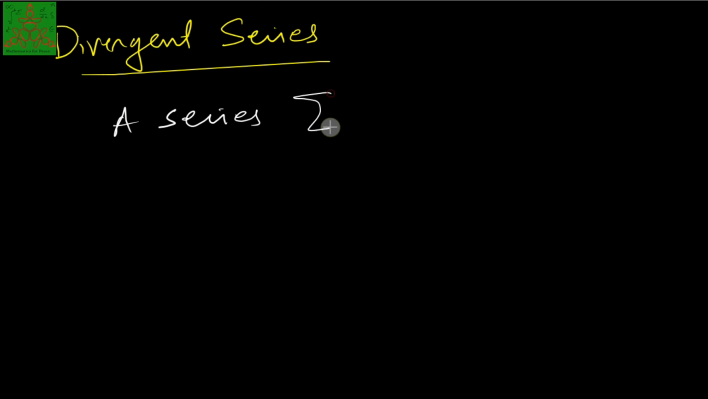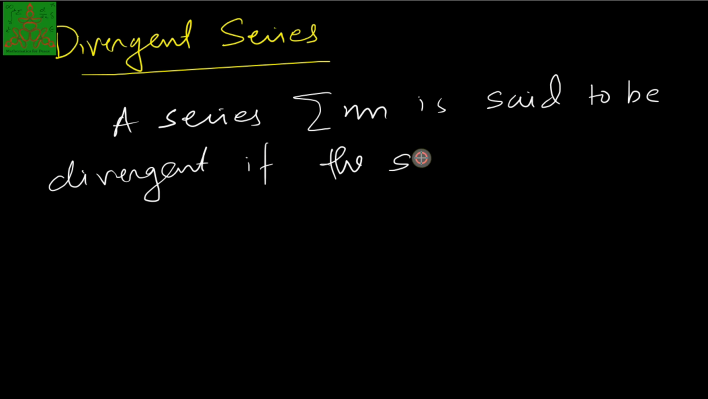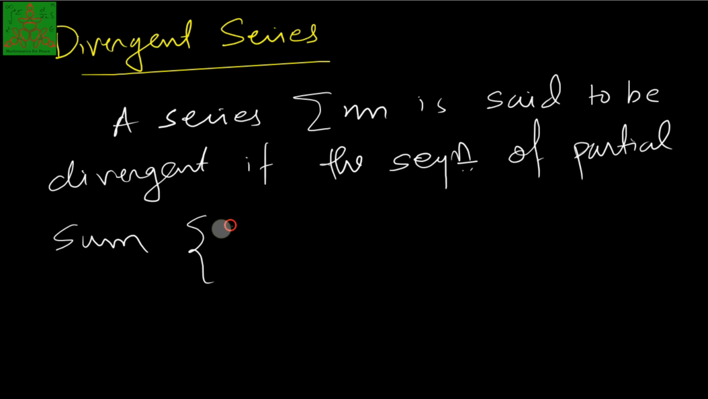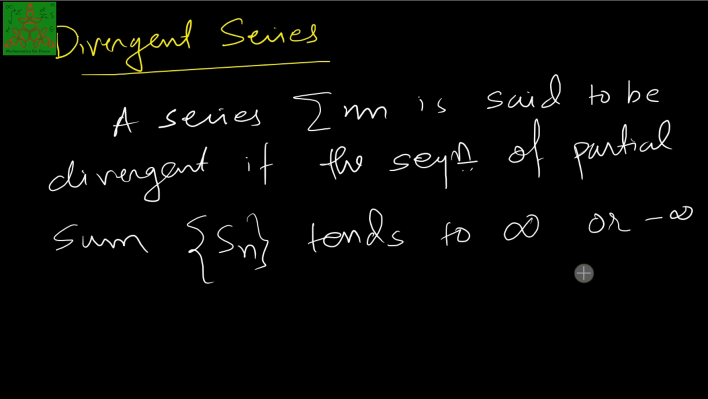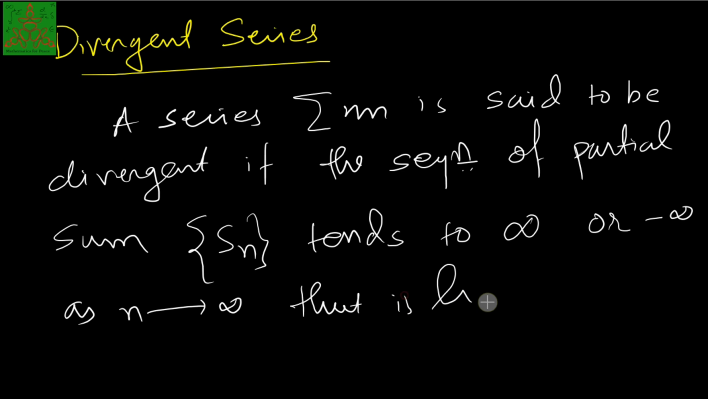Now the next definition is the divergent series. A series summation of un is said to be divergent if the sequence of partial sums Sn tends to infinity or minus infinity as n tends to infinity. That is, the limit of Sn is either plus infinity or minus infinity as n tends to infinity. If that is the case, then it is called a divergent series.